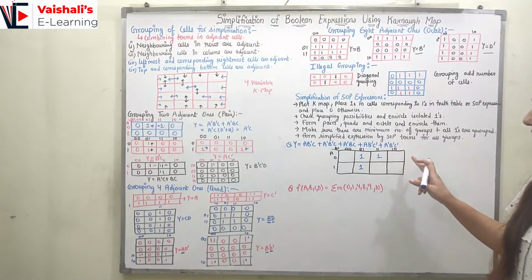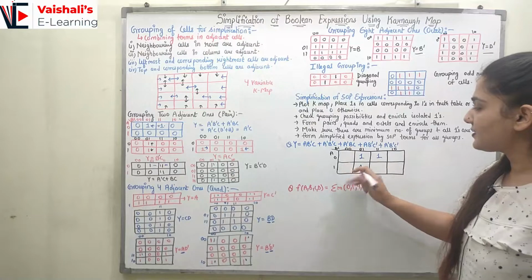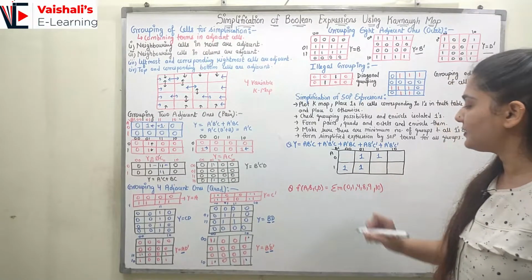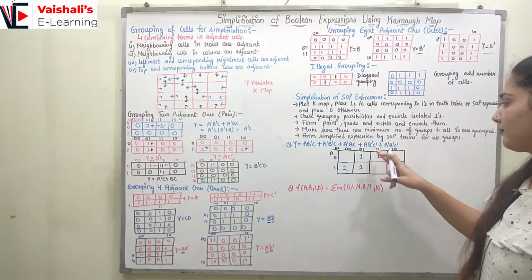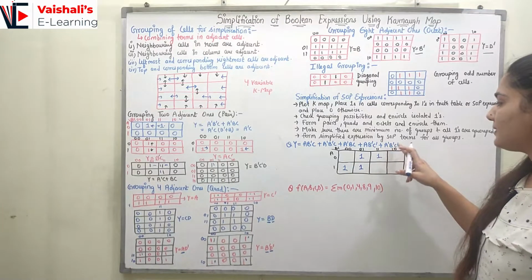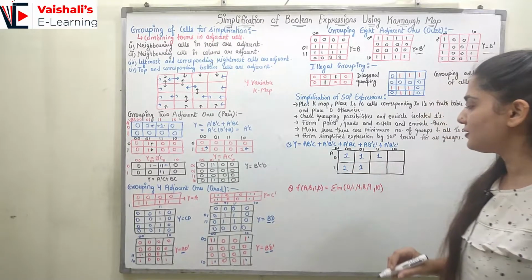A, B dash, C dash. So here A is represented by 1 and B dash and C dash are represented by this. So here in this column, in this row, I will be having 1. Then we have A dash, B dash, C dash. So A dash, B dash, C dash is representing all 0, which is this.